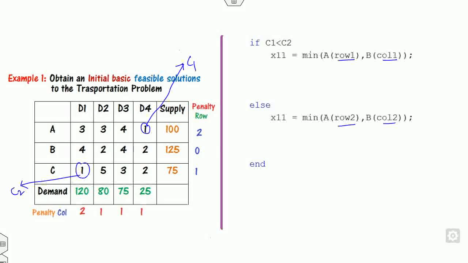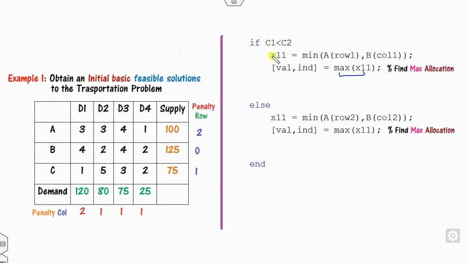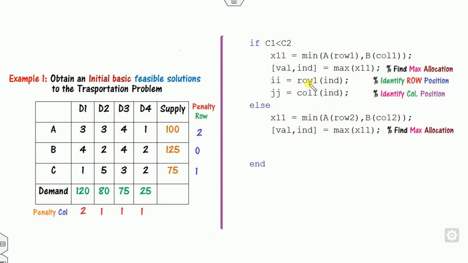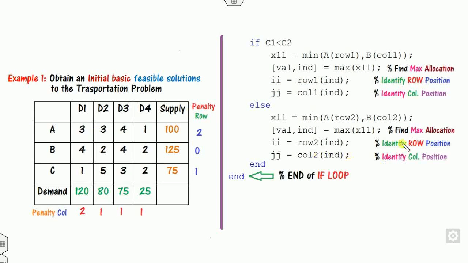Then if this is there, we find the maximum allocation, the maximum of x11, and then preserve the row. Here is row 1. We will find the identity of the allocation matrix, and then we will find for here. And this is the end of the if loop. What is the if loop? If R max is not equal to C max. You just copy all this text into your MATLAB file.